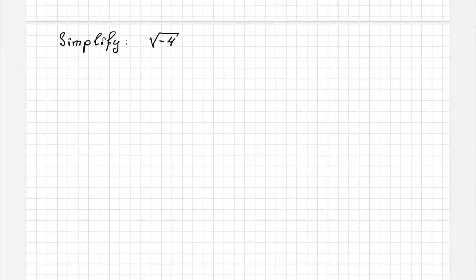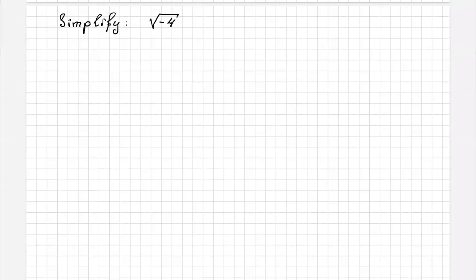So our next problem is to simplify the square root of negative 4. What do we do with it? In order to simplify this type of expression, we rewrite the square root as the square root of negative 1 times 4. Then, using properties of square roots, we separate the square root of negative 1 and the square root of 4. So we write it as a product of square roots, as a multiplication of square roots.